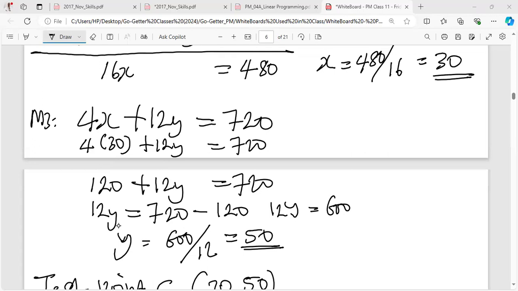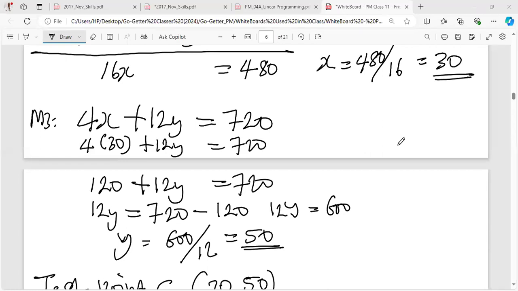As it is going to the other country, it is changing its currency. So it moves from 20 to minus 20. Your 12y is still remaining in this position. Now 720 minus 120 gives you 600. And so you look for y, your y is 50. I believe it's clear now.